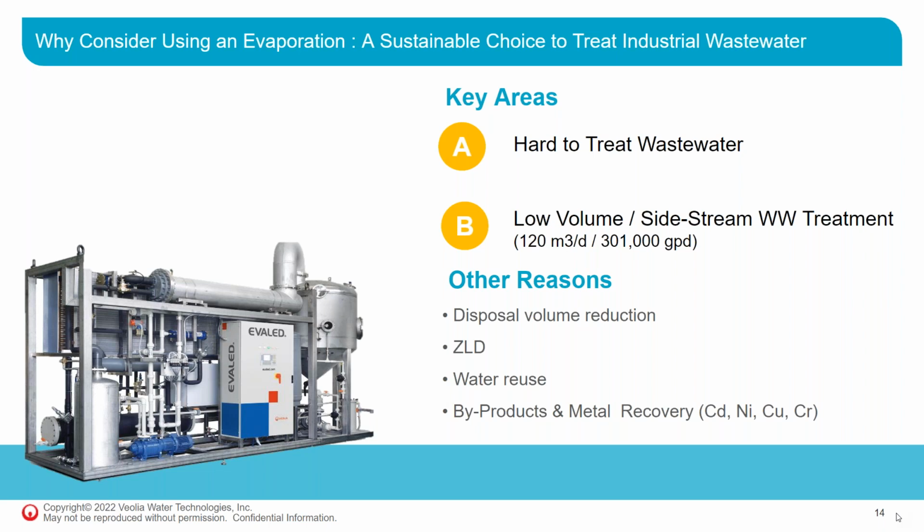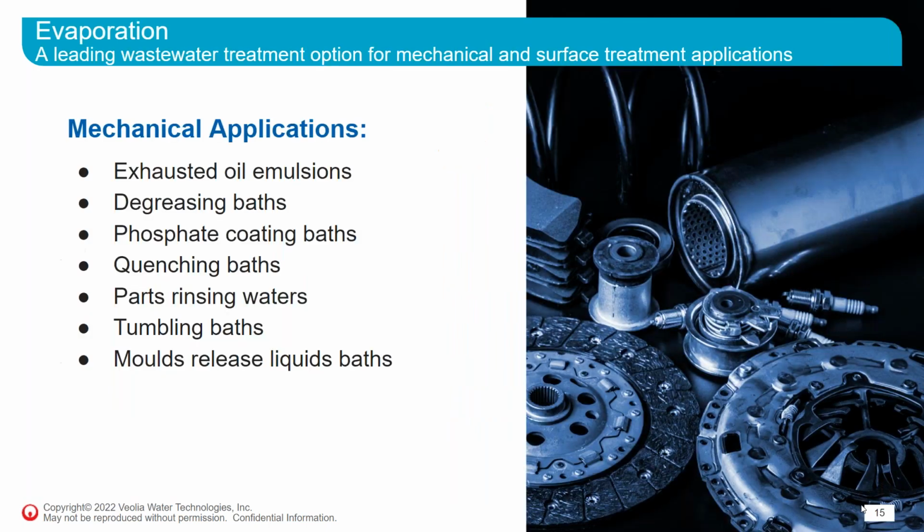Again, the focus is typically always reducing the disposal costs and the volume. So let's say, generally we could be looking at a 90 to 95% recovery. So instead of disposing your full load, you're now reducing that volume down substantially. Other situations where the site is required to have zero liquid discharge, water reuse, or potentially metals recovery. And depending on the process, typically, we've seen nickel, cadmium, chromium, and copper.